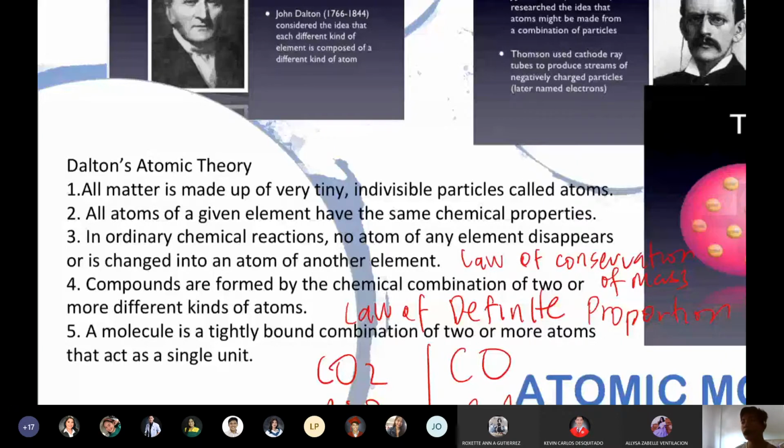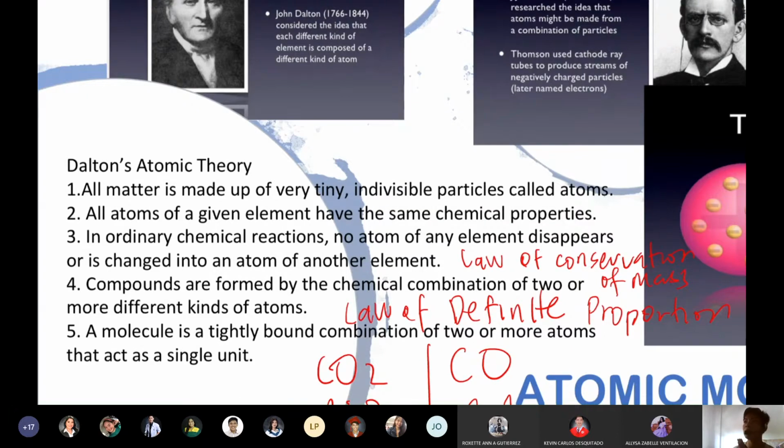Number 4, compounds form in certain proportion. So that's the law of definite proportion, or the law of multiple proportions as some say, no? So different proportion means different molecules, no? Even though they have the same element, it is the number of elements that matters this time.